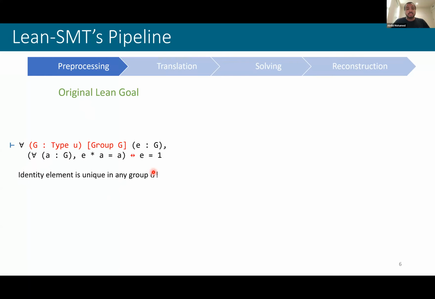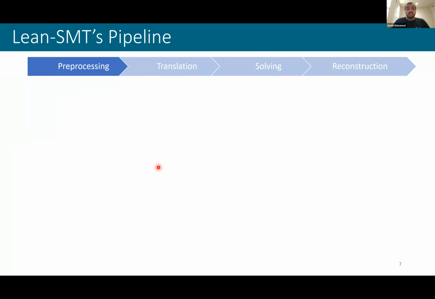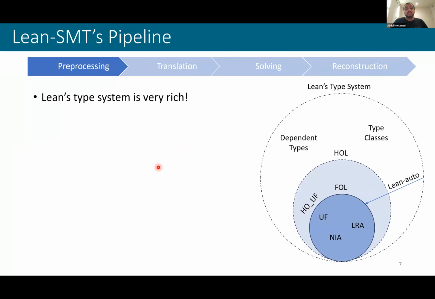and we want to translate it to an SMT-LIB problem, we can't do that immediately, mainly because SMT-LIB does not support quantifying over types or type classes or all of these extra details. For example, we don't even have an if and only if symbol. And there are, of course, some reasons for that. But in general, the Lean type system is very rich. It includes type classes, dependent types, higher order logic, and a lot of other things. Whereas SMT-LIB theories are based on first order logic mainly, with some limited support for higher order logic.